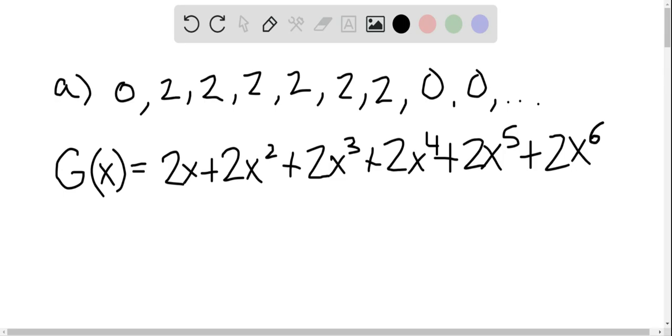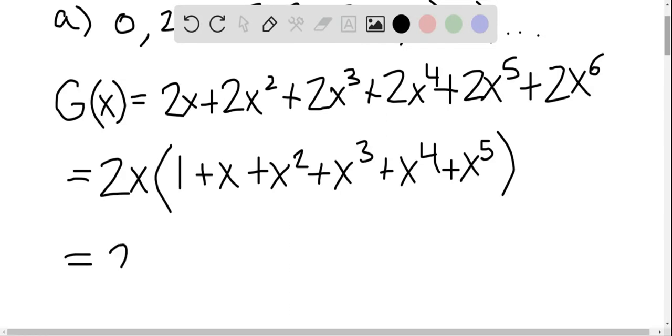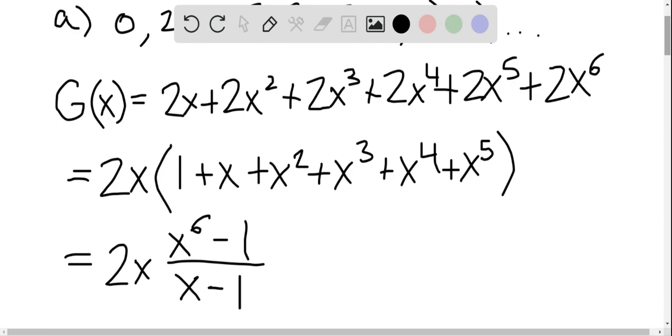And to write this in a closed form, factor out a 2x. So this is 2x times 1 plus x squared plus x cubed plus x to the fourth plus x to the fifth. And by a previous theorem, we have that this is equal to 2x times x to the sixth minus 1 over x minus 1. And this is our answer for part A.